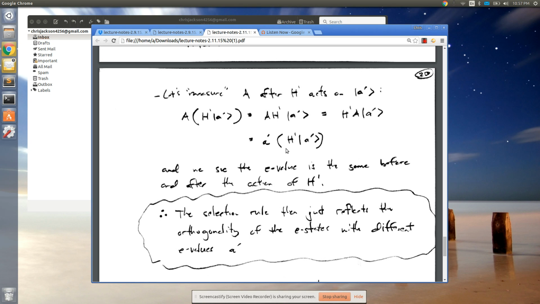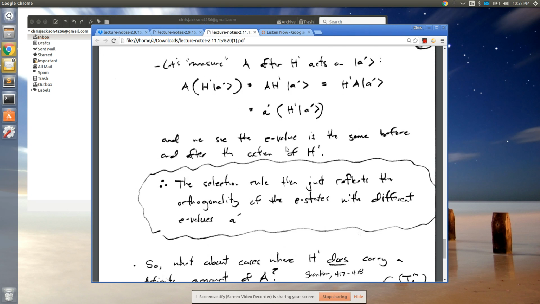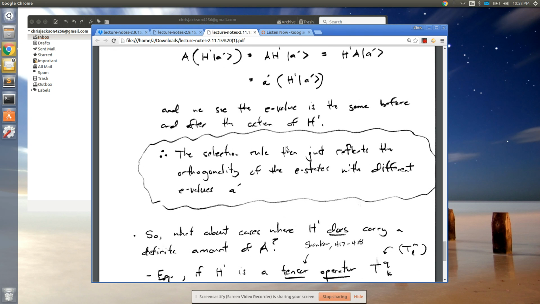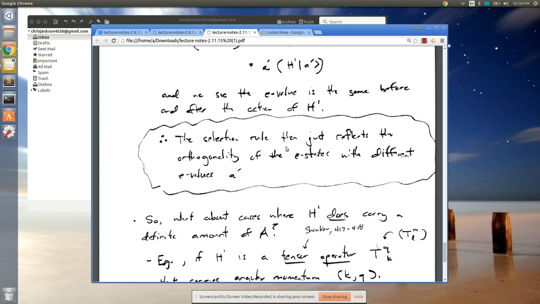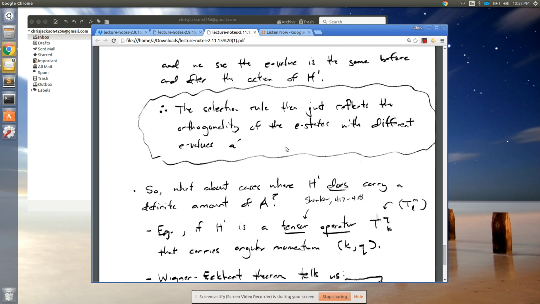So in that sense, H isn't carrying any A, if that makes sense. I hope it does. It makes sense in my head, but maybe it doesn't. It's not imparting any A, whatever A is, onto the ket. Okay, so we see the eigenvalue is the same before and after that action of H1. What am I trying to say here?